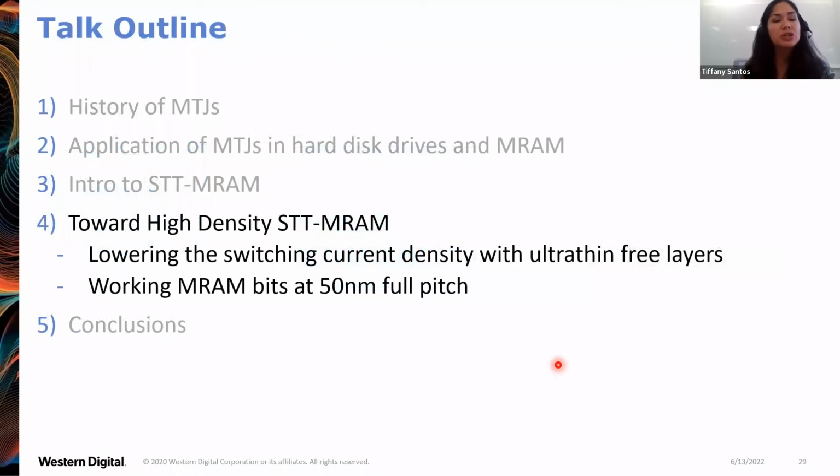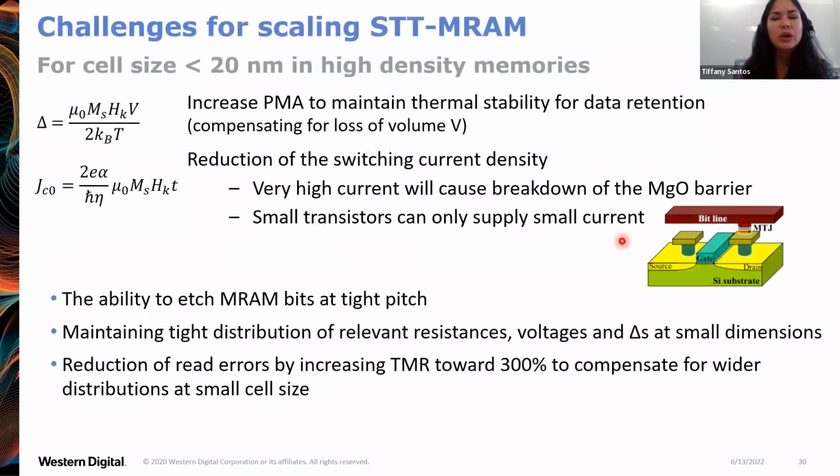So this brings me to the challenges as we try to progress to a high density spin transfer torque MRAM, and then a couple examples of research projects that we've been doing at Western Digital. To achieve a high density STT-MRAM, we need to target bit sizes that are 20 nanometers or smaller. And there are a number of challenges to get there.